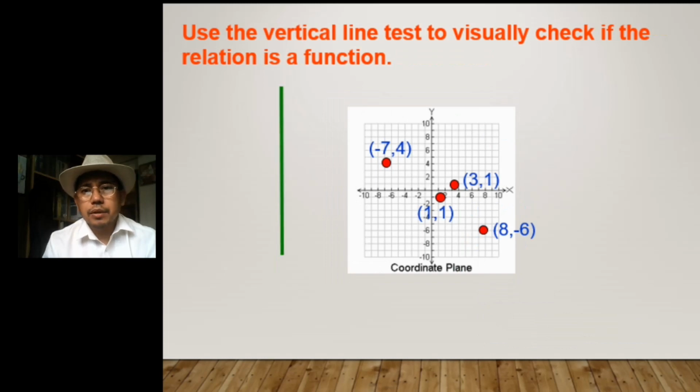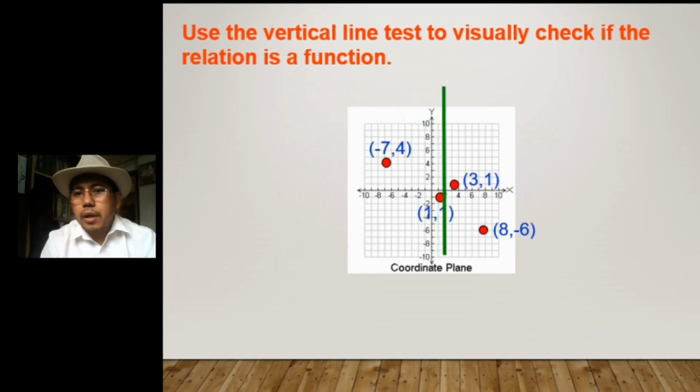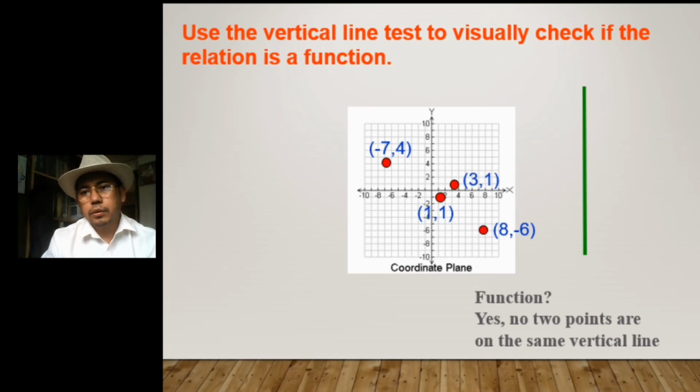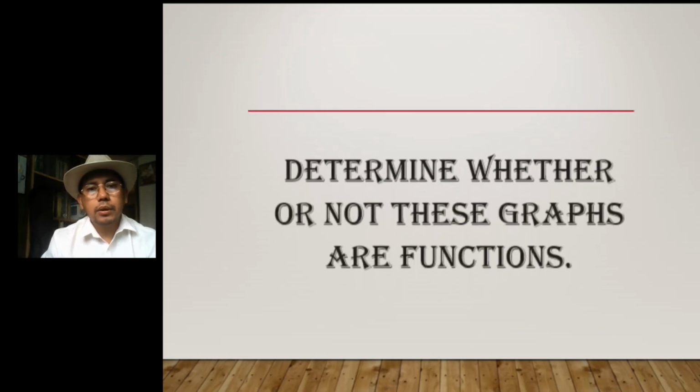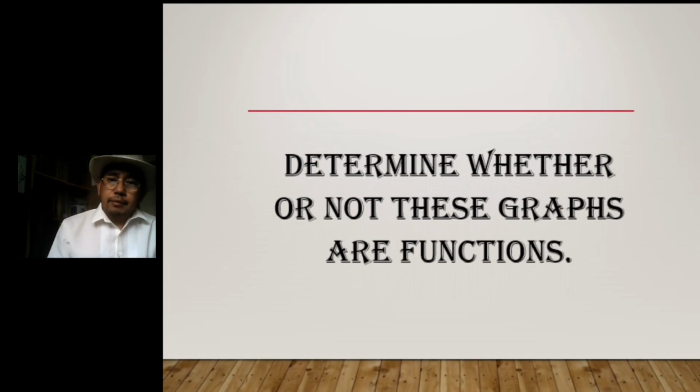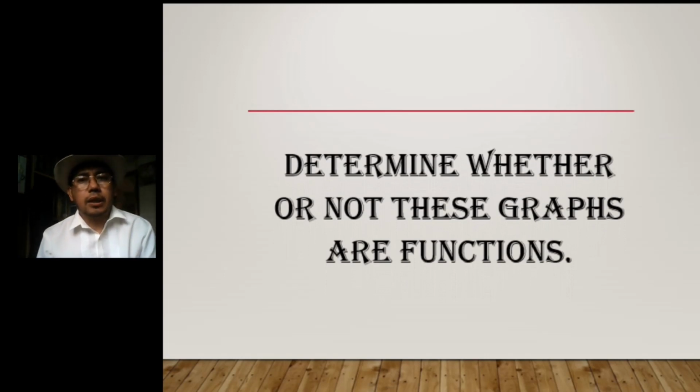How about this? You will notice that there is no point vertically aligned to each other. And so this graph is considered to be a graph of a function. Determine whether or not these graphs are functions.